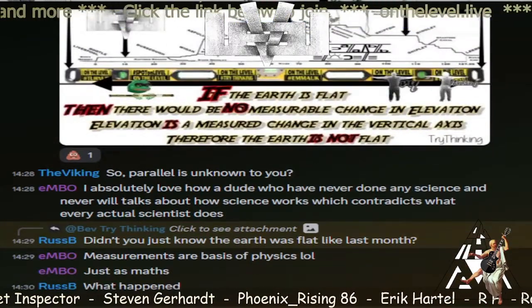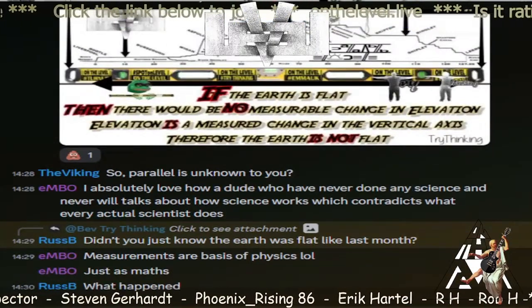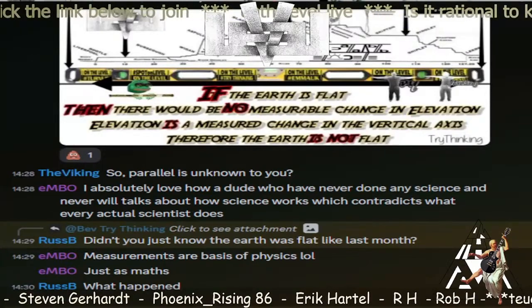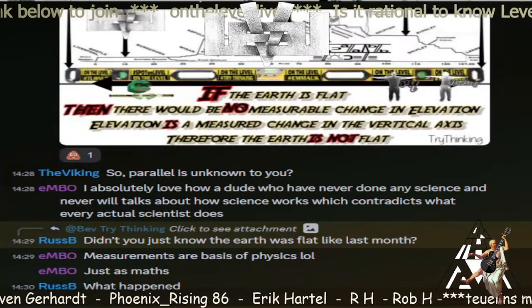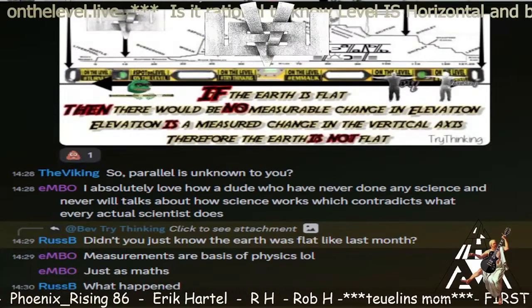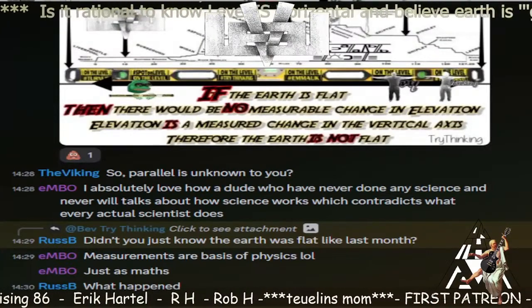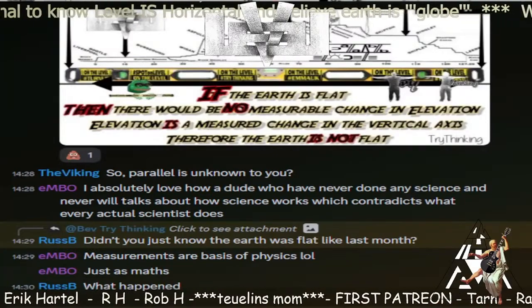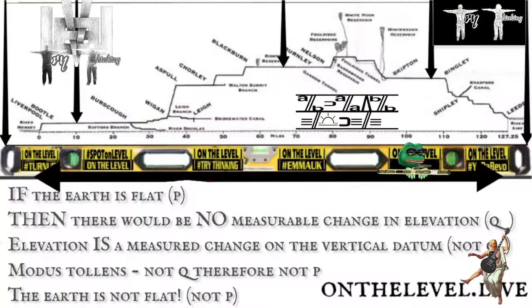If the Earth is flat, P, then there would be no measurable change in elevation, Q. Elevation is a measured change in the vertical axis, therefore not Q. Therefore, Earth is not flat. But the refutation to the argument, that there's some sort of conflation going on between a baseline and topography, is just a straw man, because that's not the case for anybody who actually reads the argument.